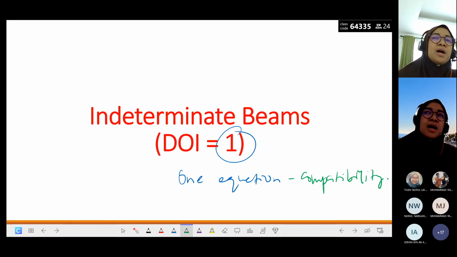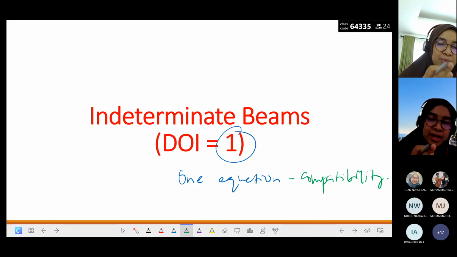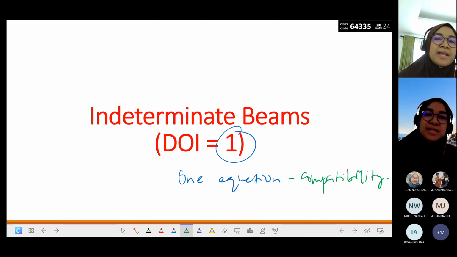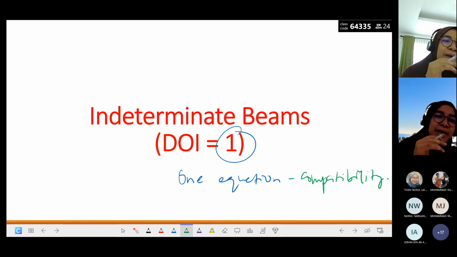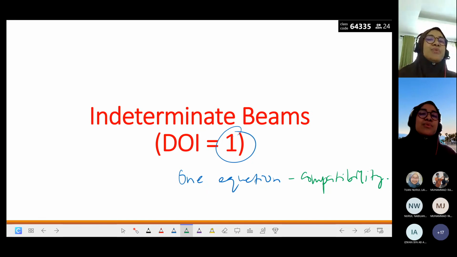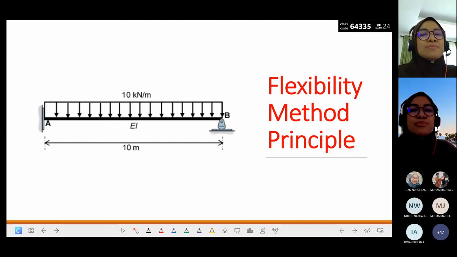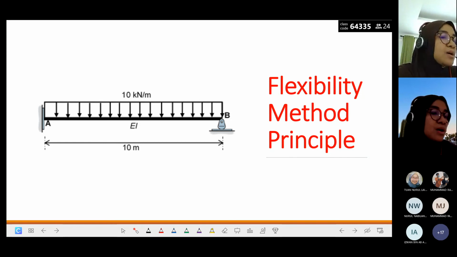We solve using simultaneous equations with two unknowns using a calculator. Three means three equations, using a calculator, we can have x, y, and z. That's why whenever the degree of indeterminacy is more than 3, we cannot solve manually. We must move to the stiffness method.